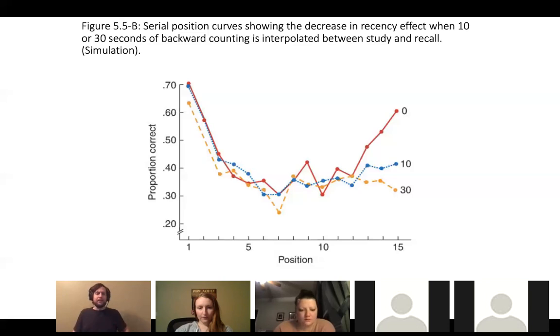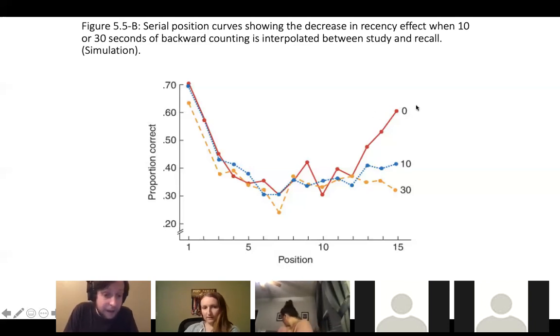Another question which is important. In which of these three situations were people using their short-term memory the most to perform the backward counting task? The red? It is not the red. It is actually just the opposite. In the red one, you're not performing the backward counting task at all. You're performing the backward counting task for 0 seconds.